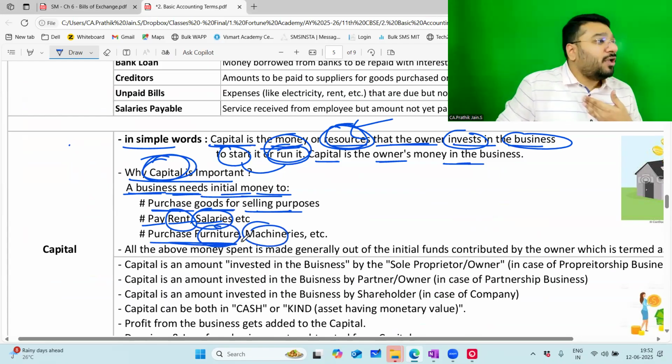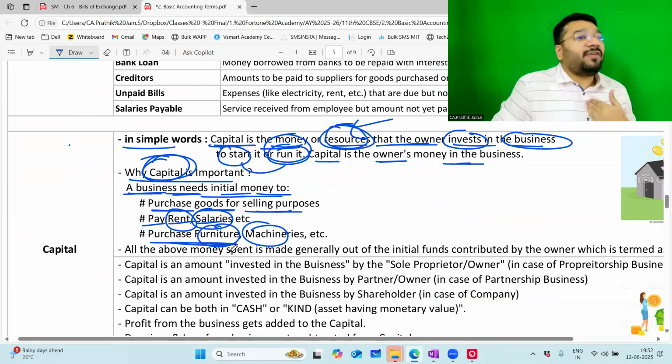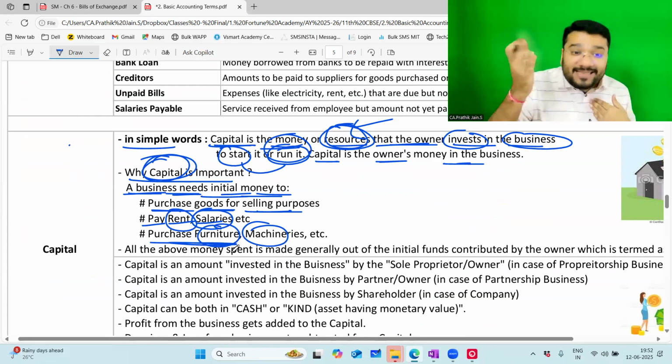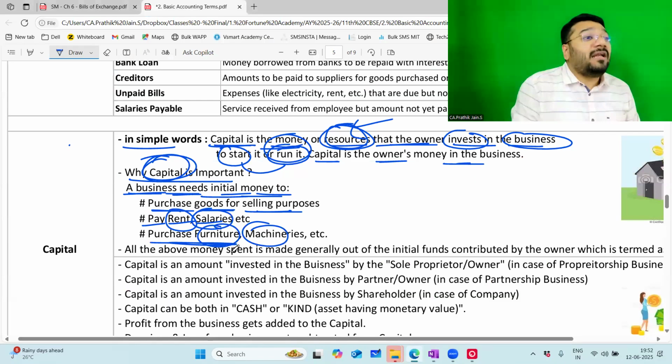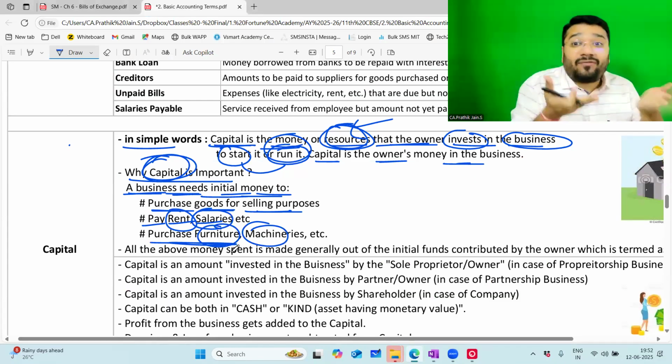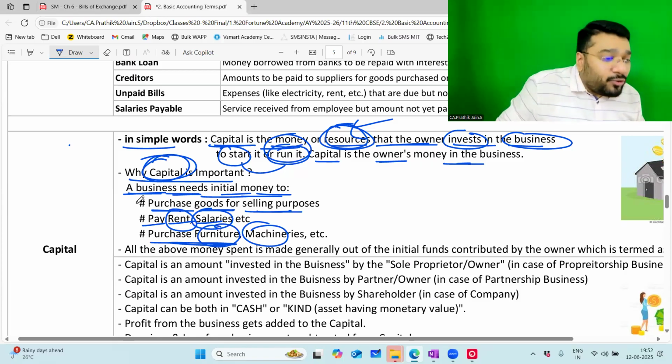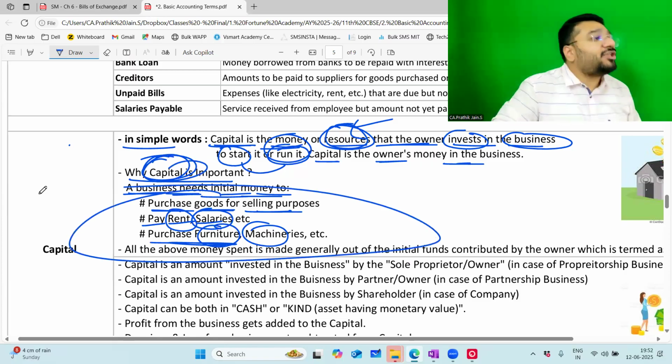That's what we did, no? For me, what is machinery? This projector is machinery for me. This screen is machinery for me. This laptop is machinery for me. This AC is machinery for me. I'm using all of that in my business for the development of the business. Hence, I'm using this capital for all these initial purposes.